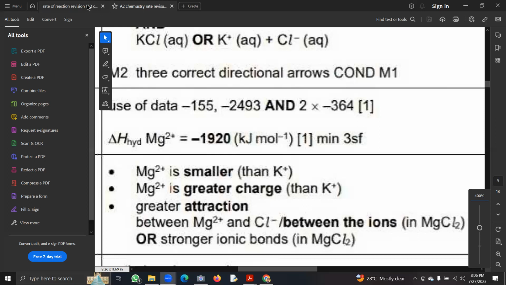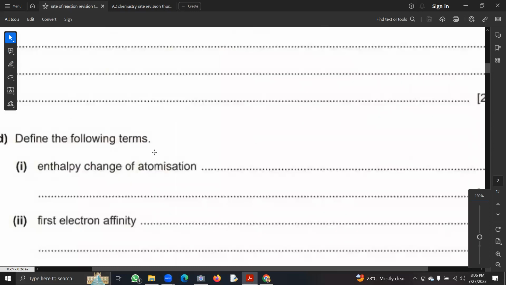Done. Others done? Done. Shanuka done? Okay. Go to the next one.